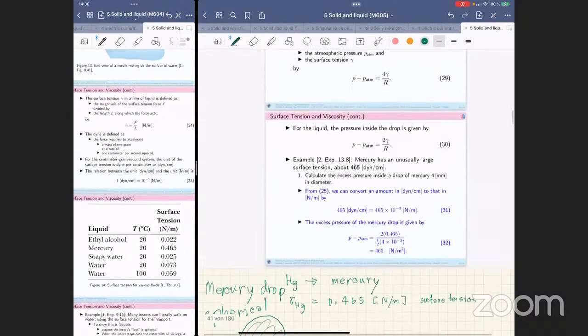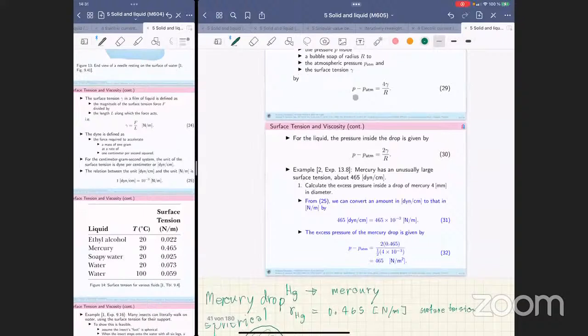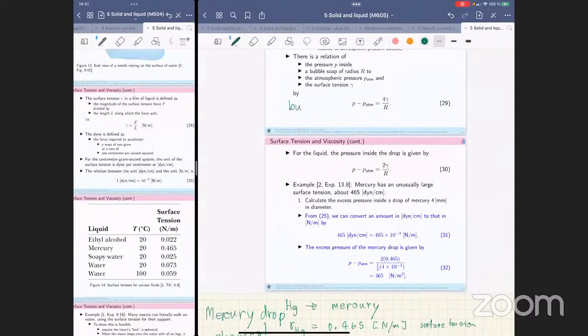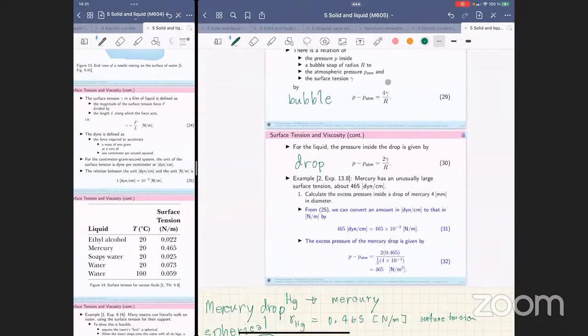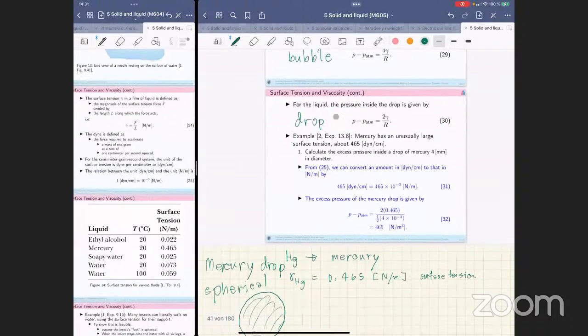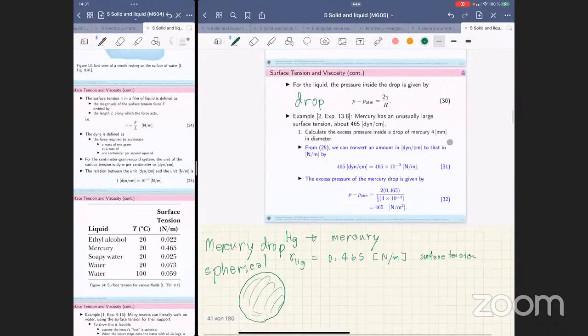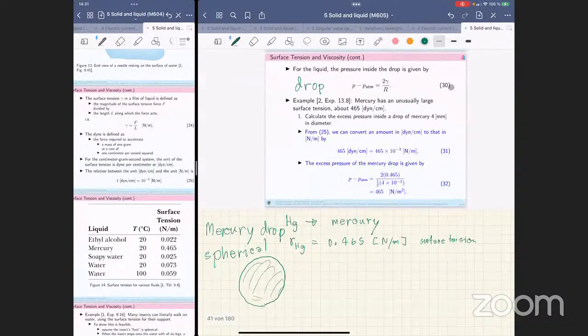Based on these, we have to apply this formula. We cannot use this formula because this is the formula for a bubble. Here is the formula for the drop, the fluid drop. It's different: a bubble has a higher pressure excess, or pressure difference inside, twice the value of the pressure excess in the drop. So we need to use equation number 30. And what they have provided is the radius.